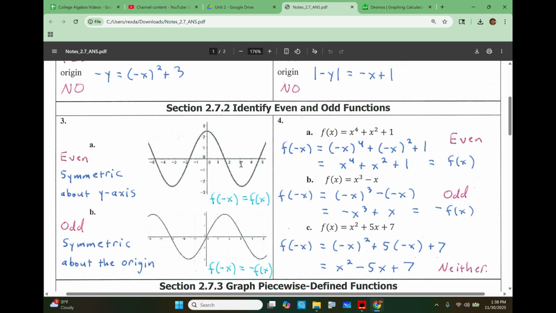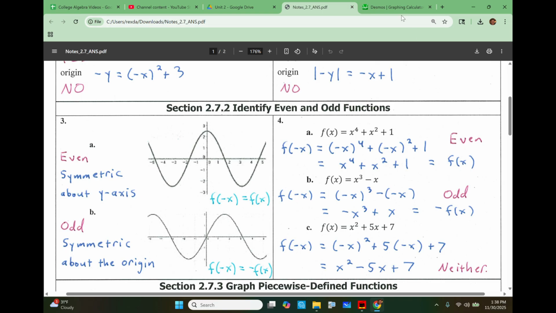Okay, so how would we prove that? Graphically, you can tell even functions are symmetric about the y-axis. Odd functions look the same right side up as upside down. That's origin symmetry. Well, how do we do it algebraically? What we're going to do is replace the x with a negative x and see what happens. In this case, if I replace every x with a negative x, I get negative x to the fourth plus negative x squared plus 1. This simplifies to x to the fourth. This simplifies to x squared plus 1. This f of negative x is the original f of x, proving that this is an even function.